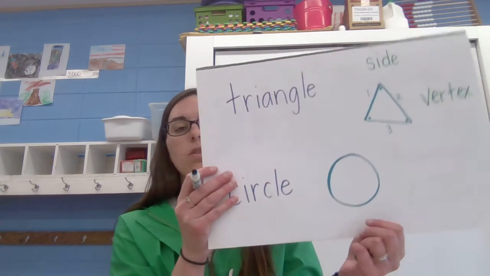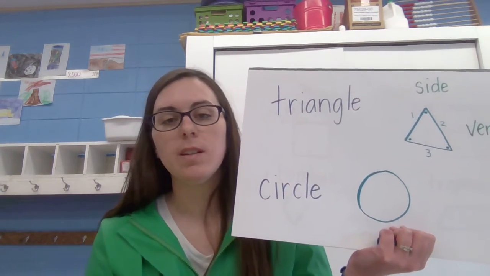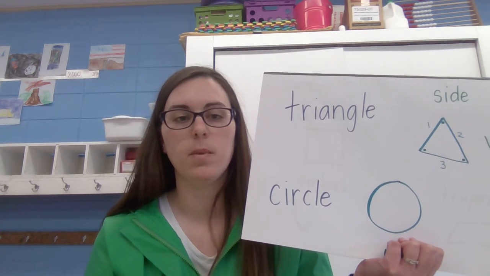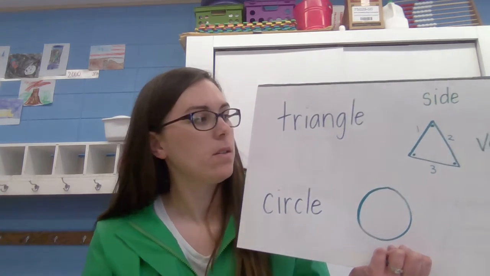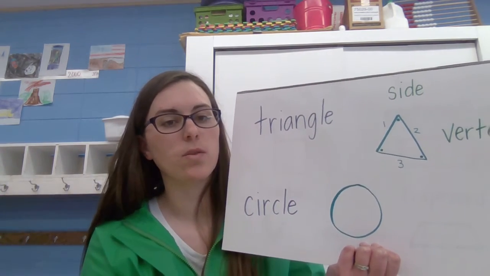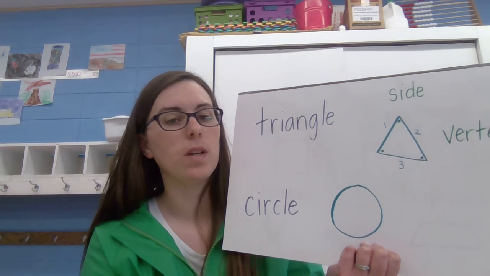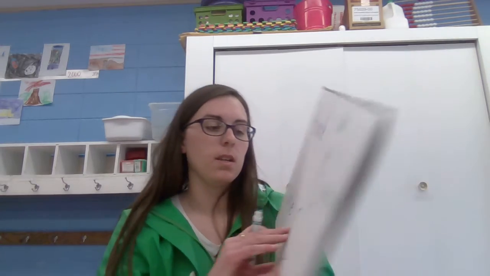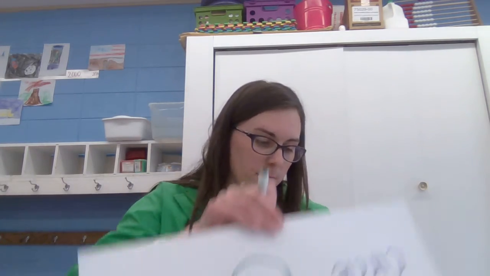Let's look at circle real quick. I'm going to try to draw, that's not too bad for just a quick drawing. This circle doesn't really have sides or vertexes because sides are straight lines and vertexes are where those straight lines meet together. So for the circle, it's just 0. There aren't any on that.